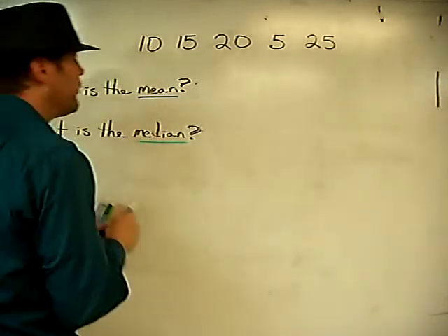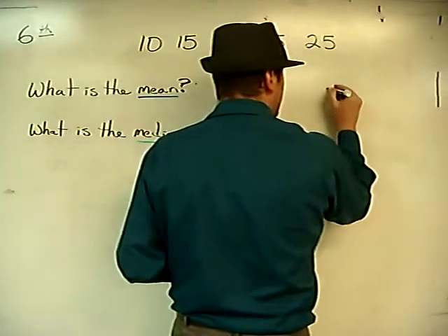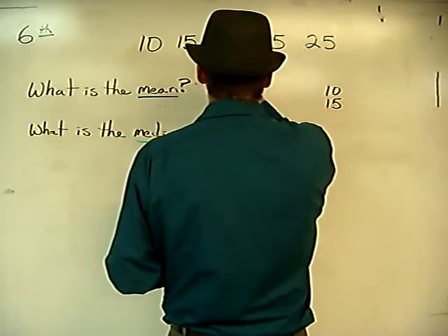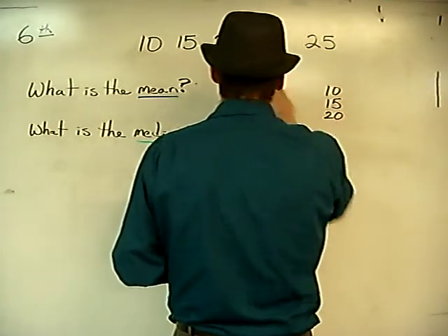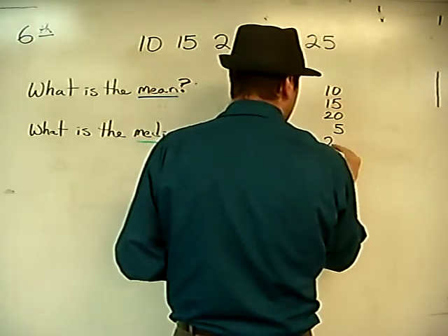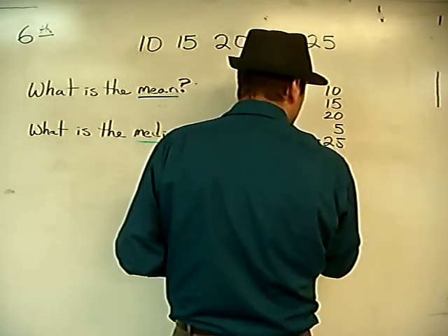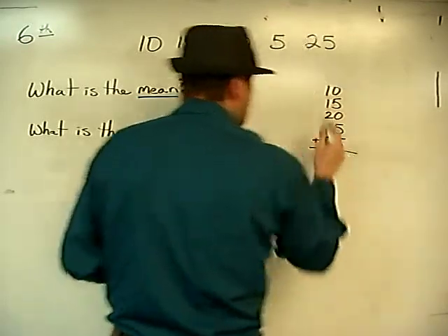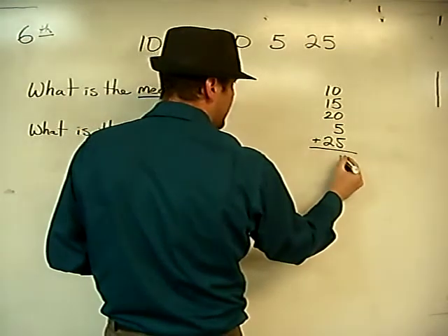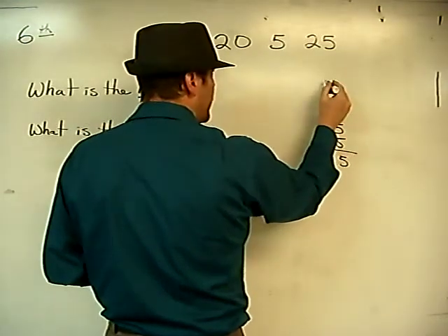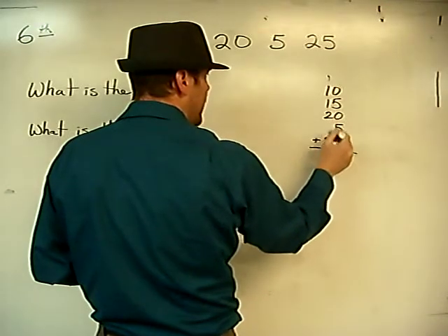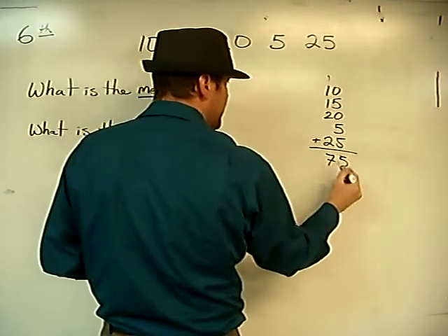So up here, first we need to add them all together. We're going to have 5, and we're going to add that to 10, and we're going to add that to 15, and we're going to add that to 20, and we're going to add that to 25. So we have to add all these together first. Looking up here, 5 and 5 and 5, looks like we're going to have a 5 down here. We're going to carry the 1, 1, 2, 3, 4, 5, 6, 7. We've got something like 75.